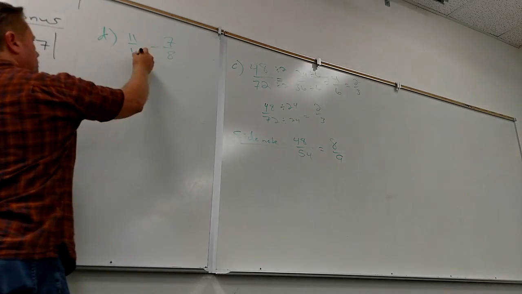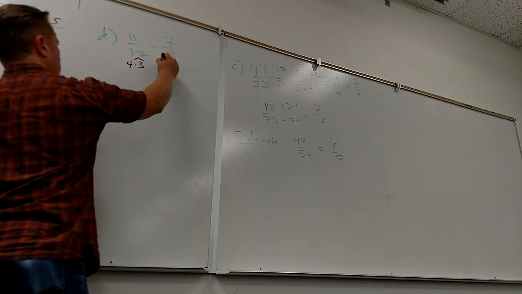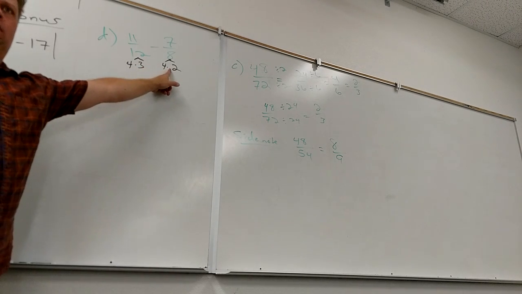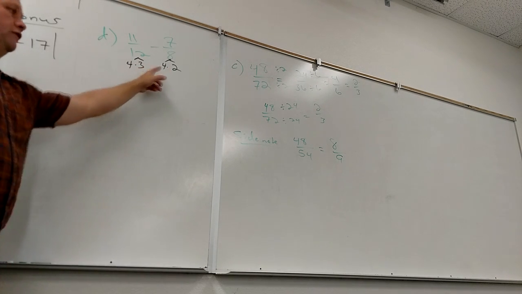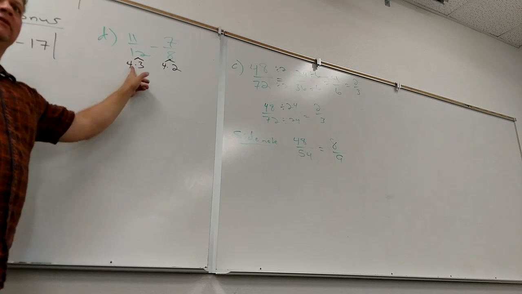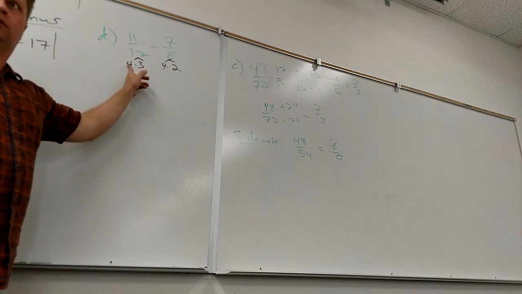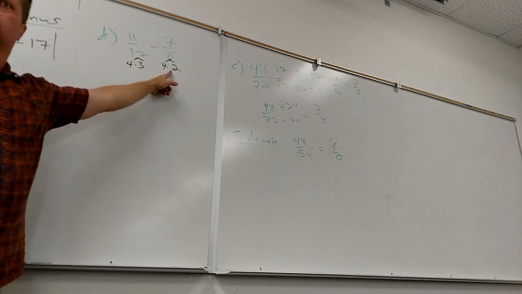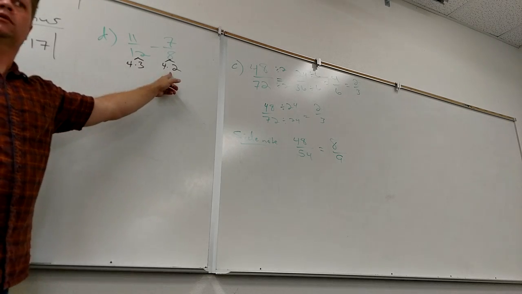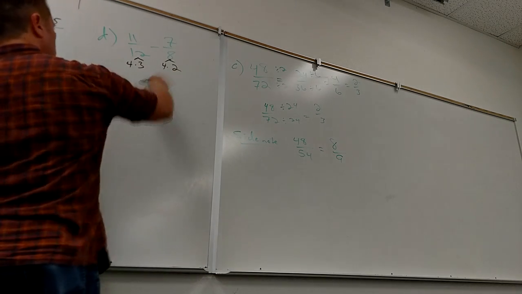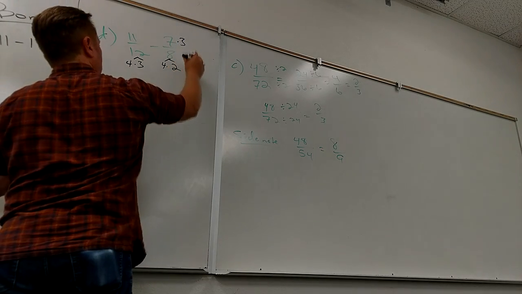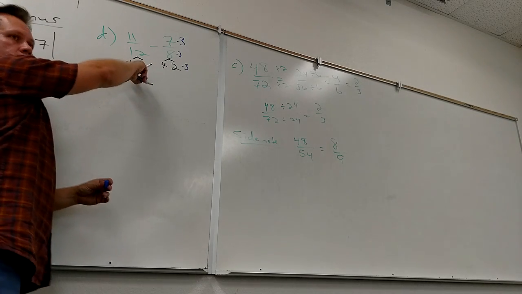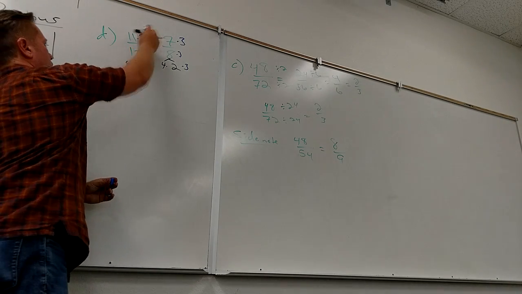The biggest number that goes into both is 4. That's 4 times 3, and that's 4 times 2. What does he have that the other doesn't? More than 4? They both have a 4. What does he have that the other doesn't? A 3. He's got a 3, the other doesn't have a 3. They both have a 4. So I'm going to give this one a 3. What does the other have that he doesn't? A 2. So I'm going to give this one a 2.